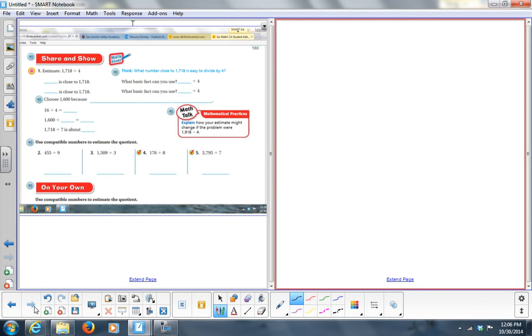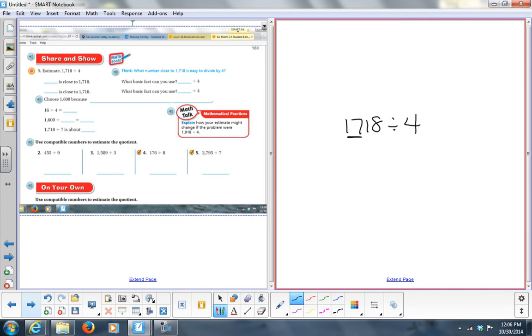Okay, so I have 1,718 divided by 4. Basic facts is which numbers? What numbers do I underline? The first two numbers, basic facts, right? Can 17 be divided by 4? No. I need to go up and I need to go down.